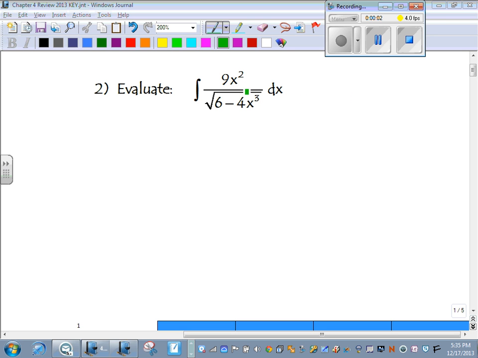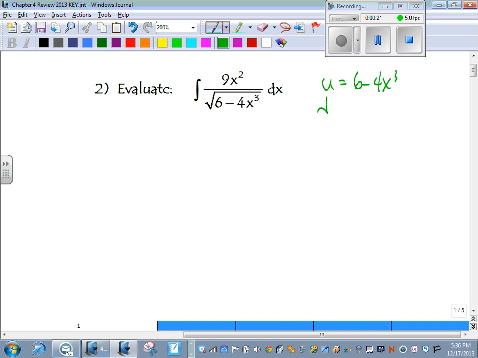With number 2, we cannot rewrite this in a nice form where we can just do the antiderivative without using u substitution. So we're going to set what's inside the square root equal to u, because generally for u substitution we're looking for a function inside of another function. So the 6 minus 4x cubed is inside the square root.